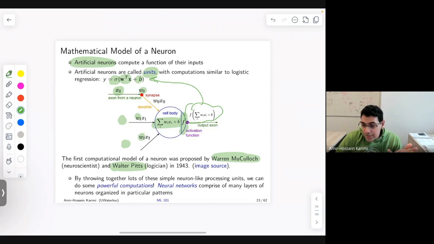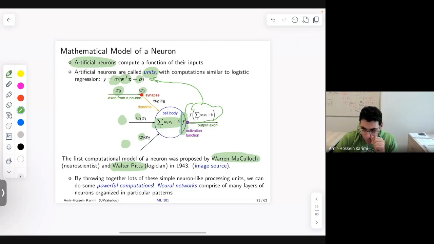Now, our general idea: this is one single computational unit, which we've studied at length, and we said the limitation is that it only works for linear data. If we can throw together lots of these simple neuron-like processing units, the idea is that perhaps we get some powerful emergent behaviors that can do some powerful computations. And that's what neural nets try to do for us over many successive layers.